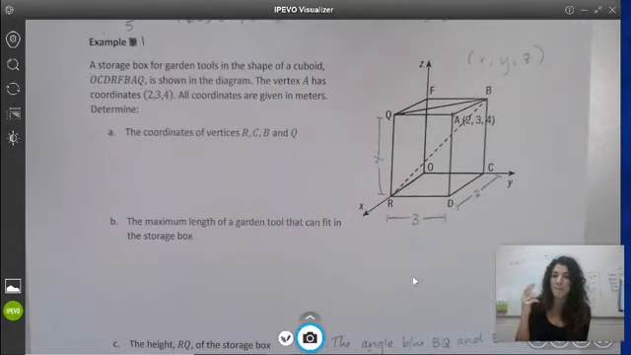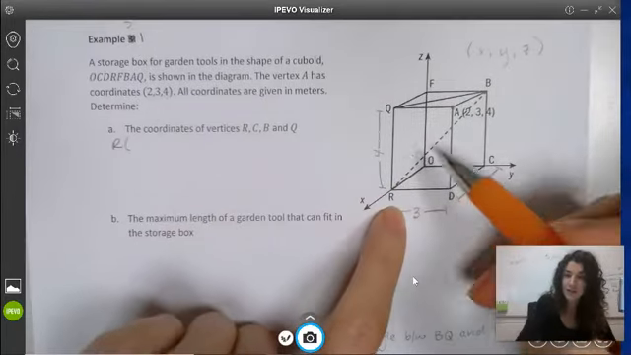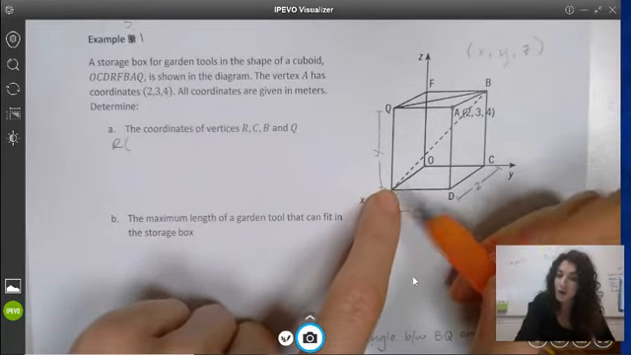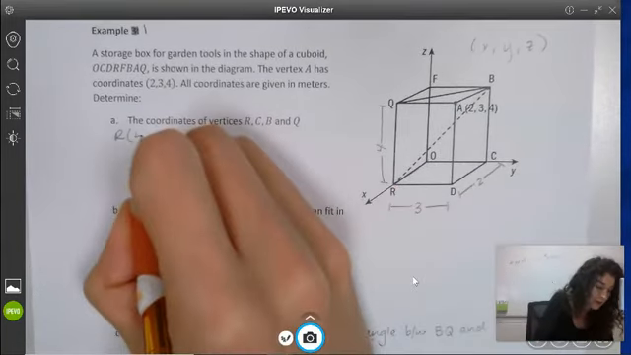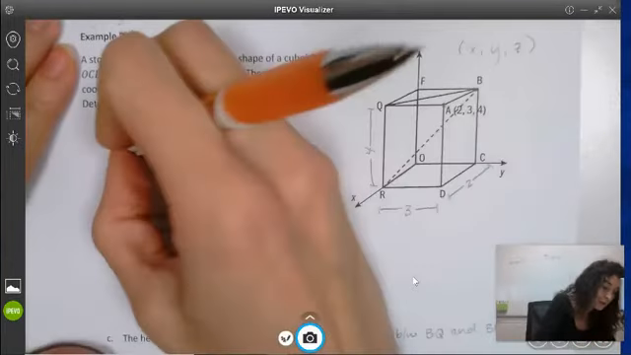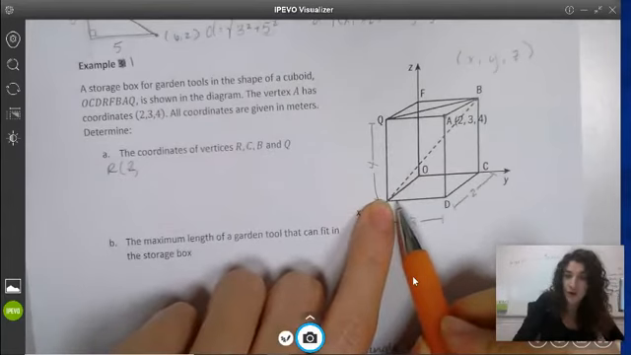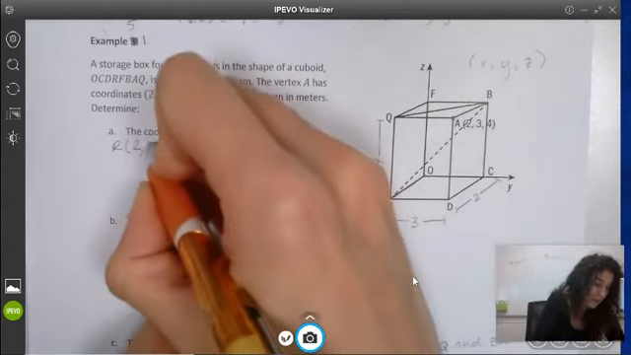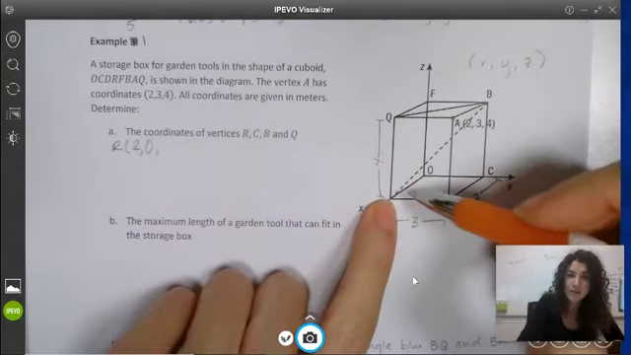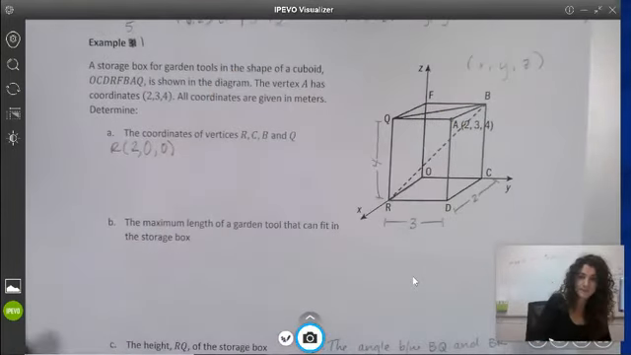Using all of that, now we can work backwards and try to find the coordinates of other points. For example, R. R is right here. In order to travel from the origin to R, we just moved in one direction. We moved out an x value of 2. But notice we didn't move out along the y-axis at all. We stayed put, so our y value is 0. And we didn't move up or down at all, so our z value is also 0.